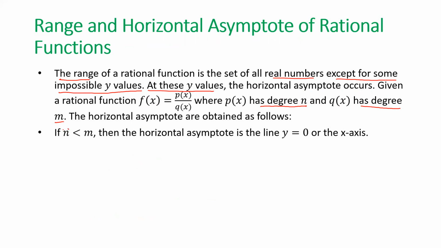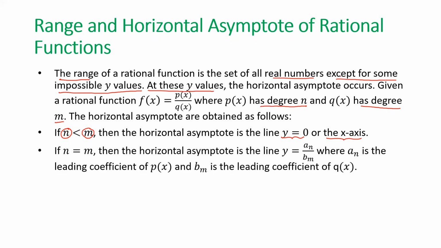If the degree of the numerator is less than the degree of the denominator, then the horizontal asymptote is the line y equals 0 or the x-axis. So y equals 0 is also the x-axis. Now, if the degrees of the numerator and denominator are equal, then the horizontal asymptote is the line y equals a sub n over b sub m, where a sub n is the leading coefficient of the numerator and b sub m is the leading coefficient of the denominator.